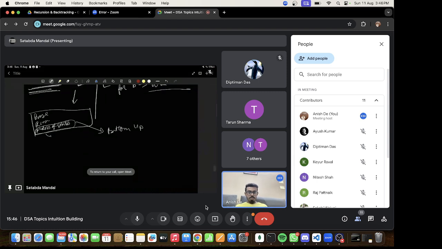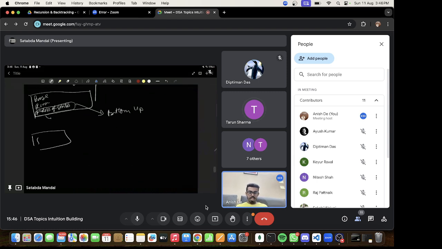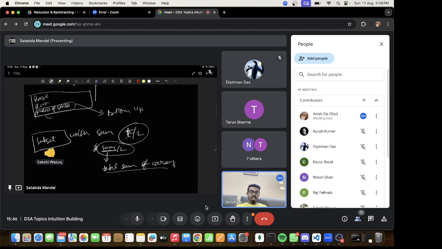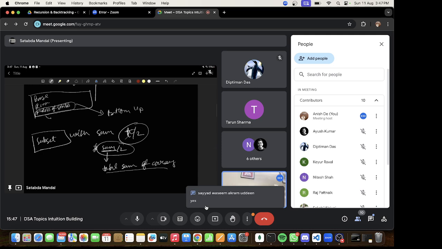Okay, so the question says that you need to find a subset with sum n by 2, right? Or let's say total sum by 2. This is the problem we need to solve, right? We need to find a subset with sum, let's say sum by 2, where sum is the total sum of the array, right? Tarun has gone off after telling the question. Yes, sir.